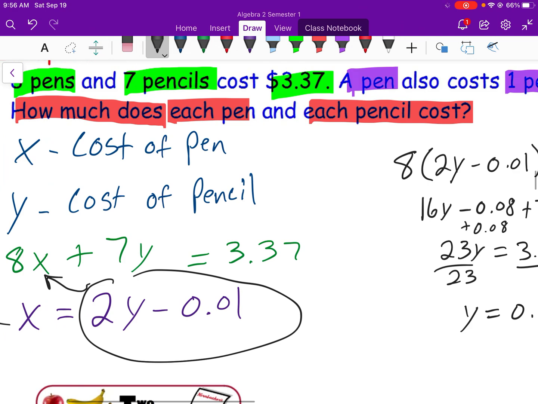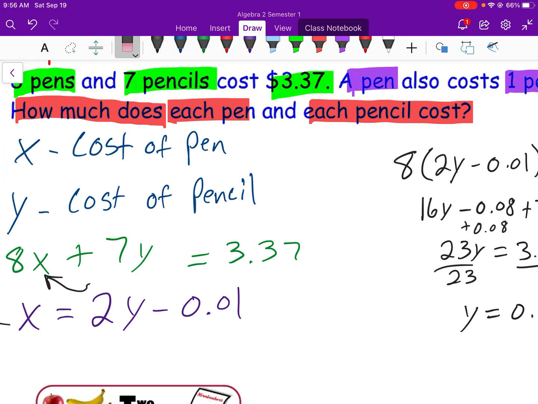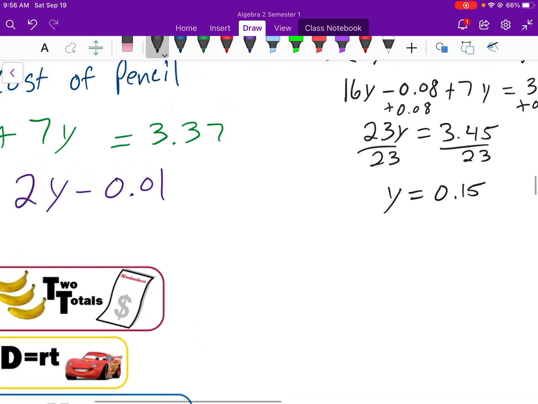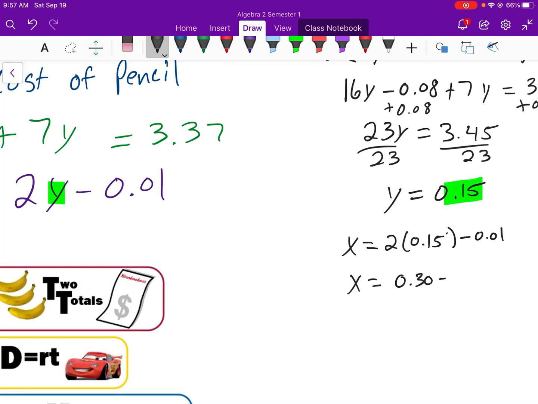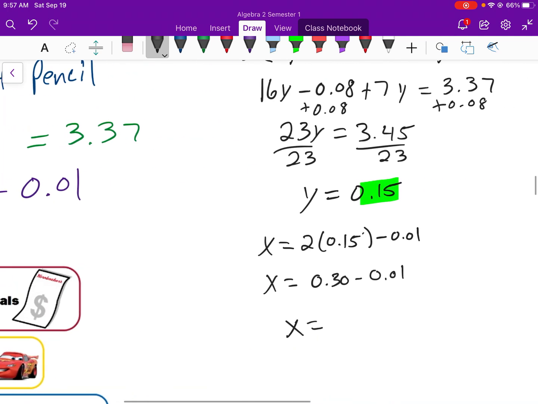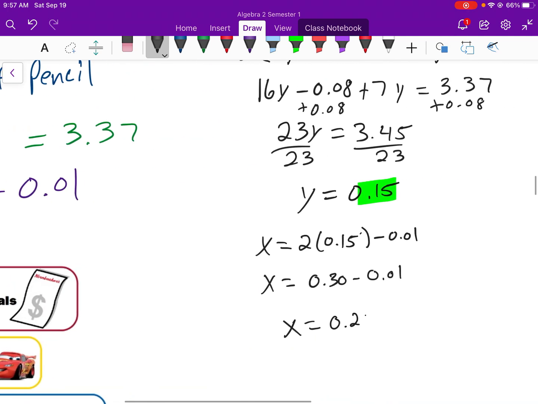Okay, I'm going to use that nice equation where it's x equals already. So plugging y in there, you get x is equal to 2 times 0.15, just replacing y with 0.15 in the equation, minus 0.01. So x equals 30 cents minus 1 cent, or a pen will cost 29 cents.